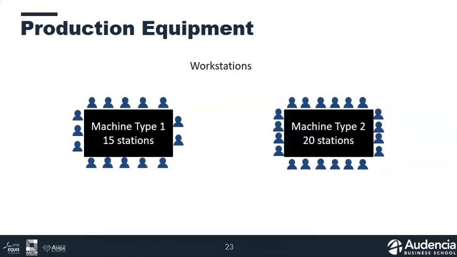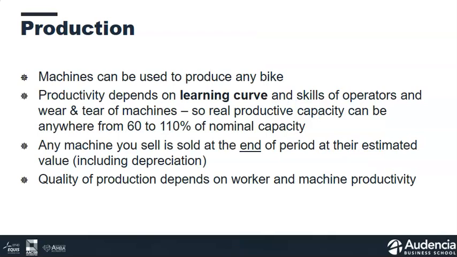Here's a graphic image of what this looks like. Each machine has basically a certain number of workstations, and you have to make sure that the people are there to work. The production machines can be used to produce any bicycle. And in fact, you cannot say which machines produce which bikes. If you want to increase the quality, for example, for utility bikes, you must increase the quality for all production of bicycles. Productivity depends upon the learning curve and the skills of the operators and the machines themselves.